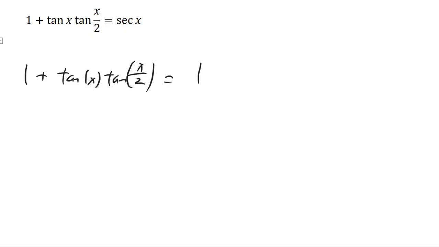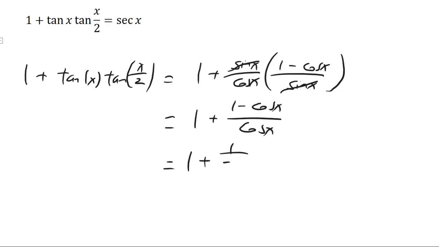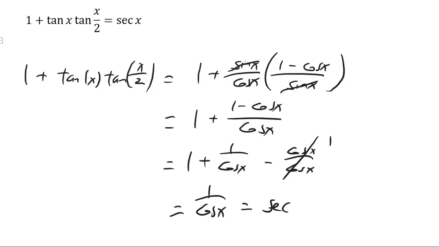Well, 1 plus, maybe let's change tangent x into sine x over cosine x, because we're going to use the identity once again that 1 minus cosine x over sine x is equal to tangent of x over 2. And we see that these sines cancel, so you're left with 1 plus 1 minus cosine x over cosine x. Let's break up that fraction. So 1 plus 1 over cosine x minus cosine x over cosine x. This is just equal to 1. So this is 1 minus 1 is 0. So 1 over cosine x is left, which is secant x.